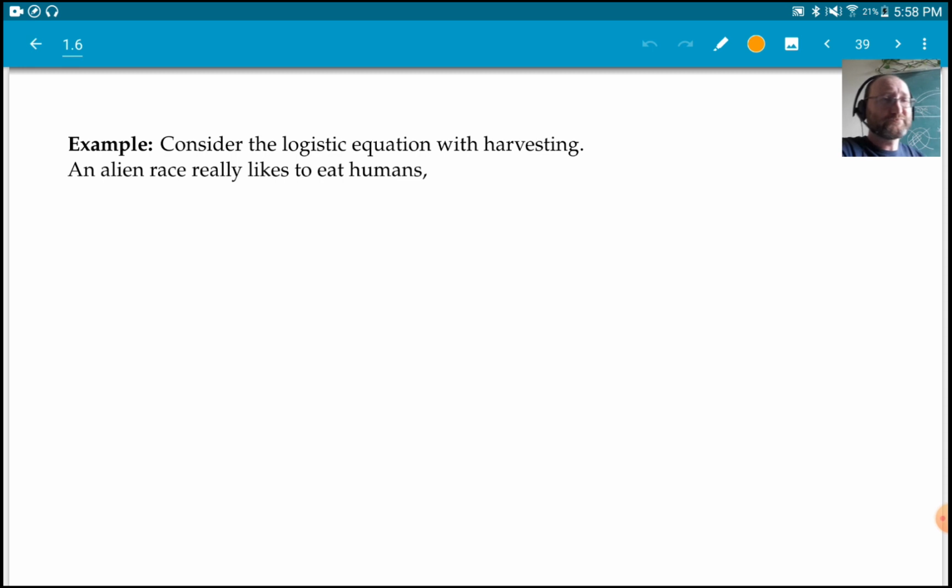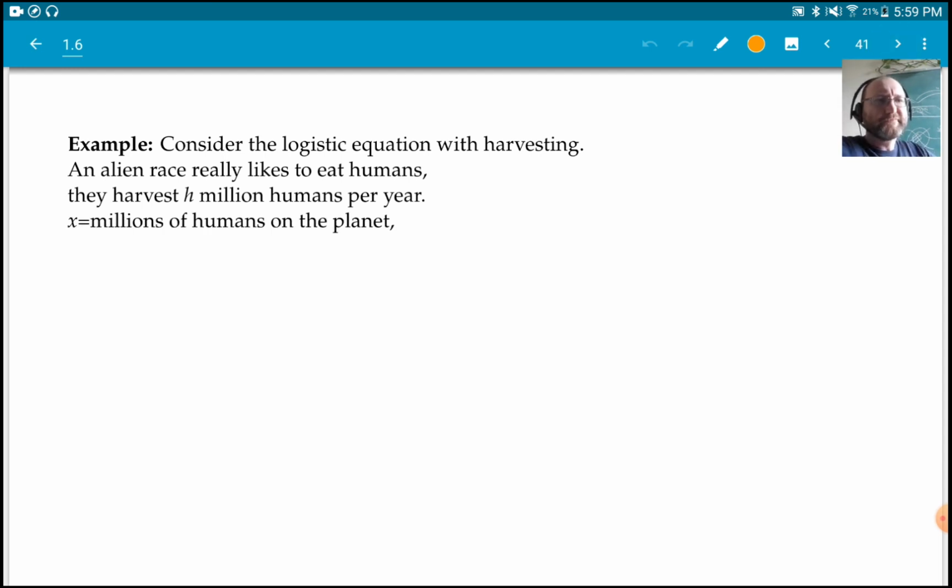So suppose that we're the fish pond. Humans are the fish, right? And there's an alien race that really likes to eat humans. And so they keep a planet, let's say Earth, stocked with humans, and they want to harvest some humans to eat every year. But of course, they don't want the humans to die out, because, well, they would go out of business, right? So it's some restaurant running this business.